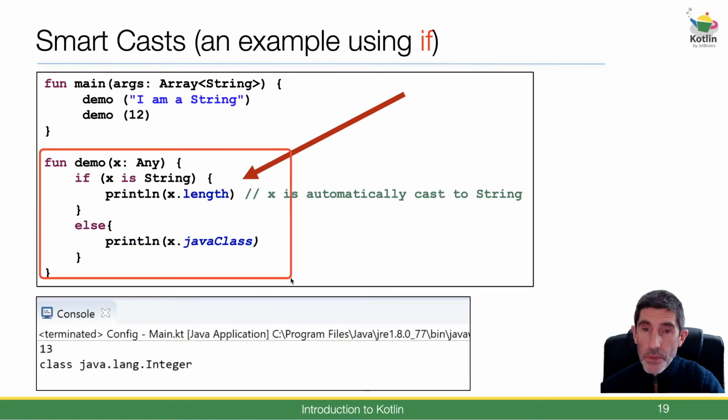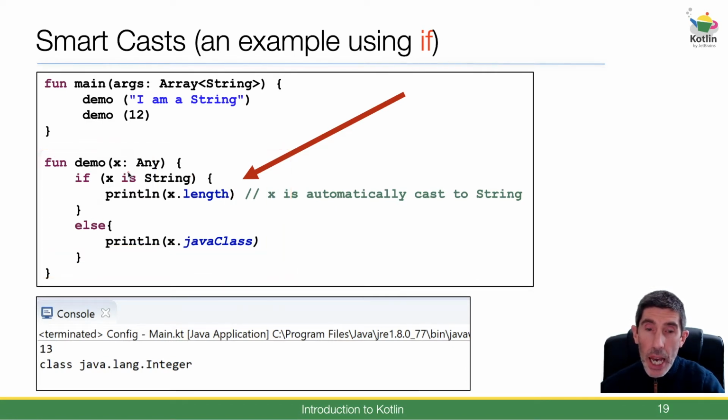Here's the overall function. We're passing in any type of variable, so x of type Any, and we're checking to see if x is a string, print it out, do println on the length of that string. Otherwise, print out the Java class property of it. Then if we look at how it's called up here, the first one we say demo I am a string, so we pass in a string variable. So obviously x is a string, and that would print it out.